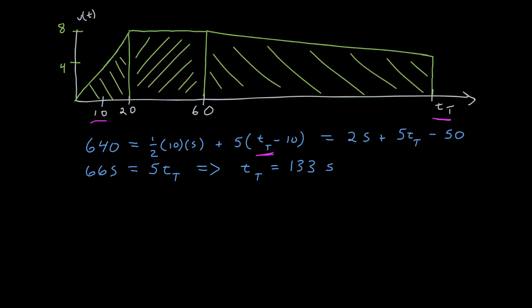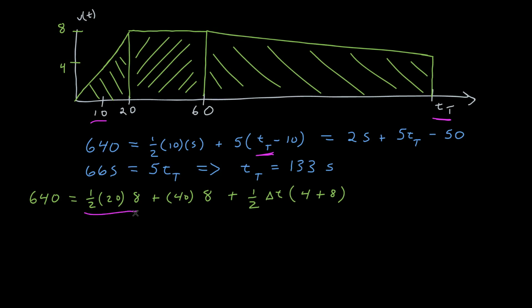And the area under it also has to equal 640 meters. I have a triangle and a square and then a trapezoid. What are those areas? 640, here's the area of the triangle, 1/2 base times the height, 20 times 8, plus the area of the rectangle, which is base times the height, and the base is 40, the 60 minus 20, and the height then is also 8.